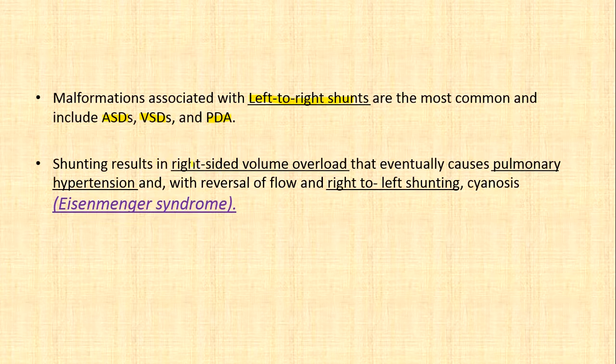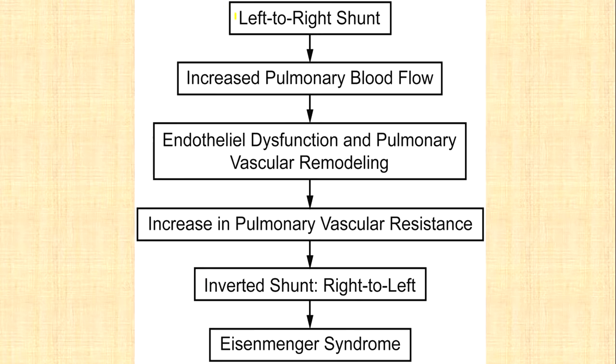Shunting results in right-sided volume overload that eventually causes pulmonary hypertension and reversal of flow. In this case, the shunt shifts from right to left and cyanosis develops. This phenomenon is known as Eisenmenger syndrome. When there is a left to right shunt, it leads to increased pulmonary blood flow, increase in pulmonary vascular resistance, and ultimately there will be reversal of the shunt from right to left. This is known as Eisenmenger syndrome.